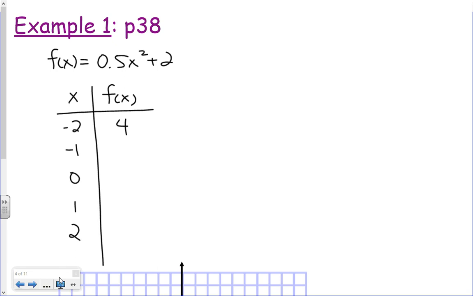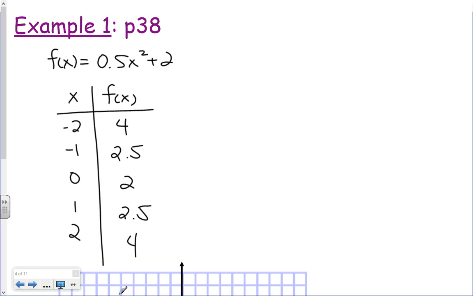When we plug in -1, -1 squared is 1, times a half is 1/2, plus 2 gives us 2.5. Plugging in 0, 0 squared is 0, times a half is still 0, plus 2 gives us 2. When we plug in 1, 1 squared times a half, well, we just did that, because when we took the -1 and squared it, we got a +1. So this turns out to be 2.5. And when we plug in +2, we're going to get the same result that we get for -2. Okay, so there's a table of values there.